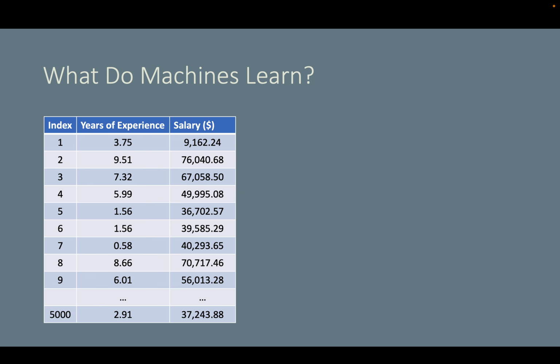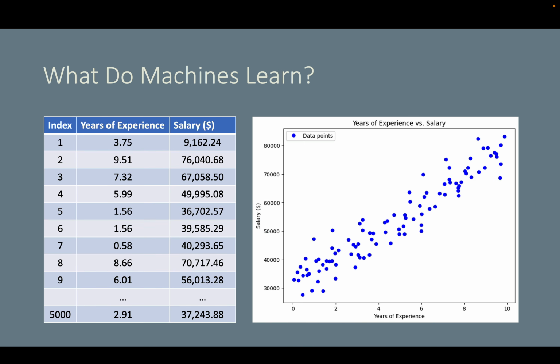Well, by staring at the dataset, their relationship is not very obvious. So let's visualize that. Here is a visualization of the dataset. Each blue dot represents a person's salary based on their years of experience. As a human, you can easily see that, in general, more experience tends to lead to a higher salary. The two things have a linear relationship. But the machine doesn't know that, and it's trying to figure out how years of experience are related to salary.